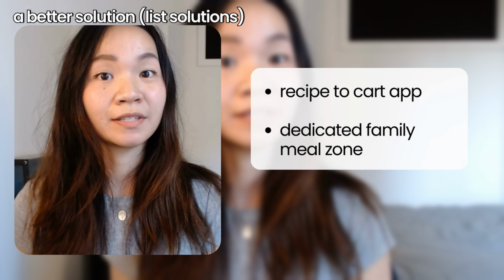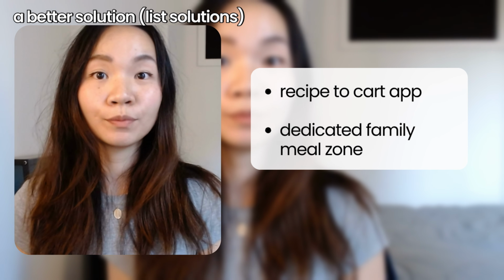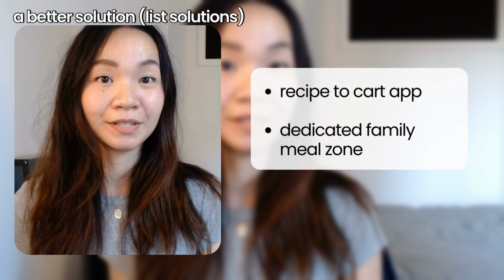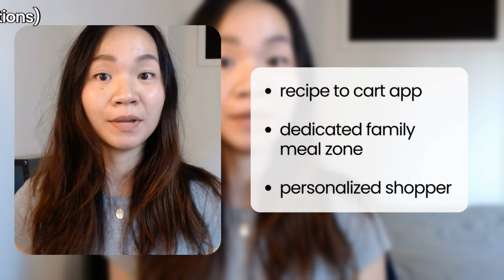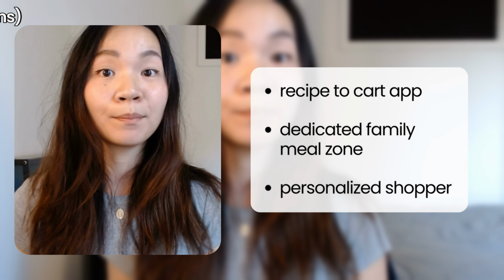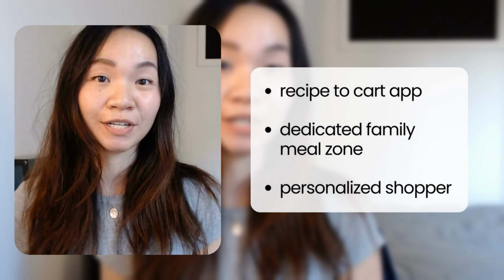Another idea is having a dedicated family meal zone in store, a section with pre-curated sets of ingredients grouped together with recipes of balanced family meals. My third idea is a personalized shopper that purchases ingredients for the family based on preferences, leftovers, and budget. Customers can also request item swaps or approvals prior to purchasing.